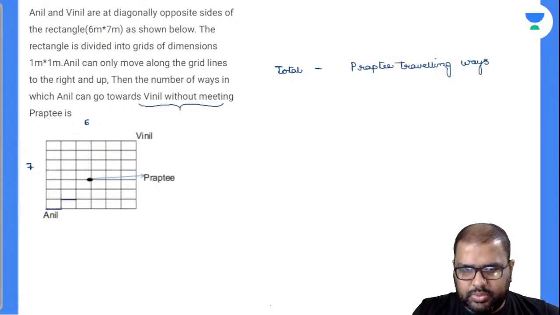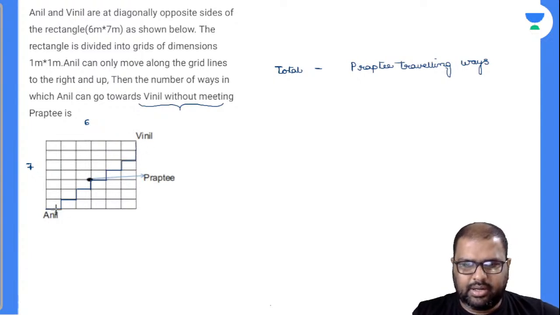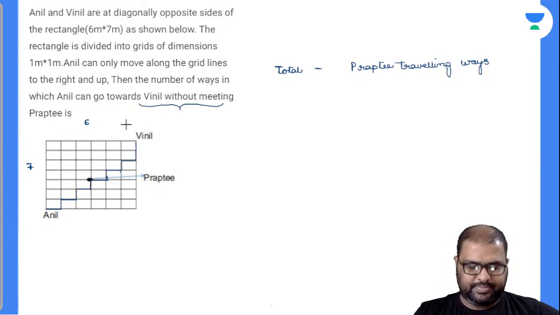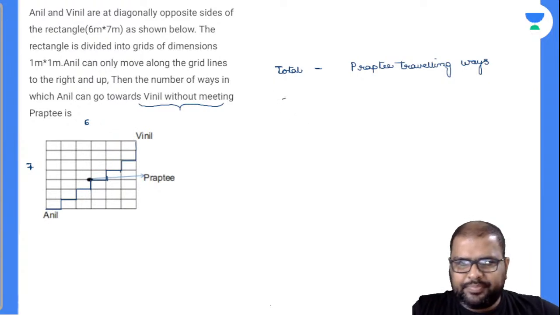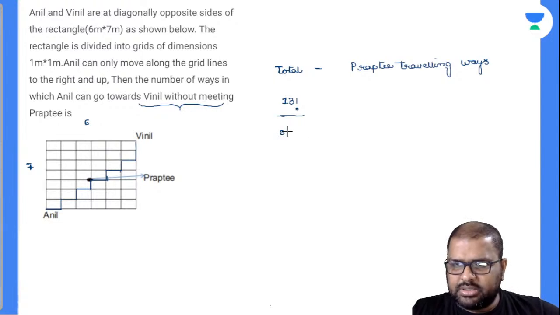So 1, 2, 3, 4, 5, 6, 7. Right and up only, 8, 9, 10, 12, 13. Am I right or wrong? So total 13 stripes are there. And in those 13 stripes, how many are horizontal and how many are vertical? 6 horizontals are there and 7 verticals are there.